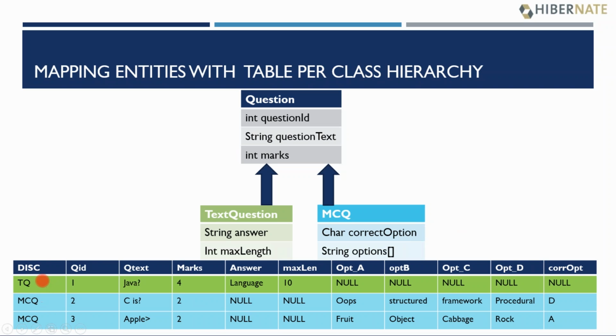Now, if you observe the text question, MCQ, and any other subclasses, all of them we are storing in the same class. So in order to differentiate whether a row belongs to the text question or the multiple choice question, we are adding one more column called the discriminator column. You can give a symbol: TQ for the text question, and MCQ for the MCQ question. If the discriminator is TQ, this row belongs to the text question. If the discriminator value is MCQ, then this question belongs to the MCQ class. Is this clear how it stores?